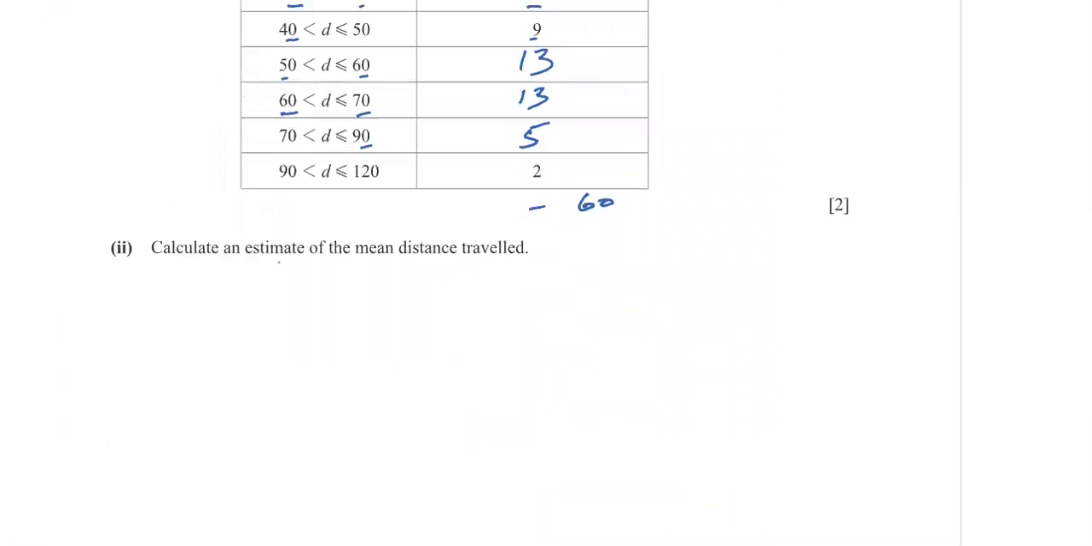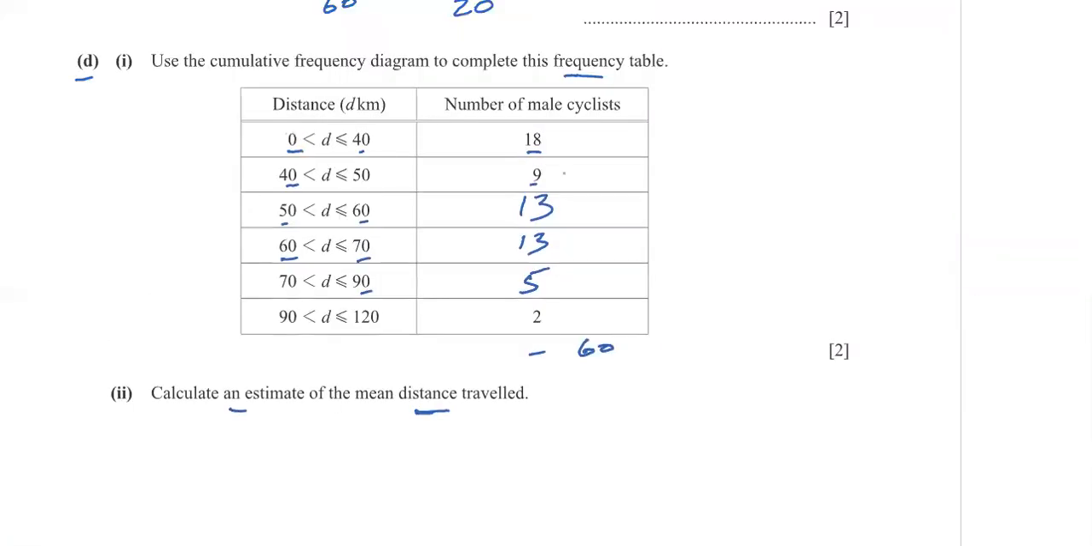The next part is to calculate an estimate of the mean distance traveled. We have to calculate the mean distance traveled. Now these are all frequencies, and first I need to get the middle value for each one of them.